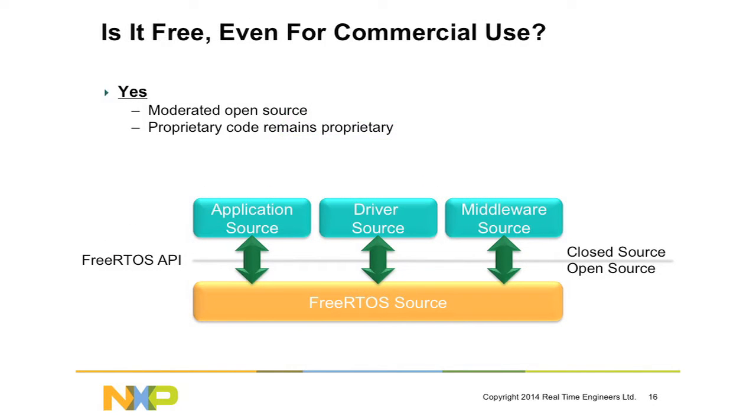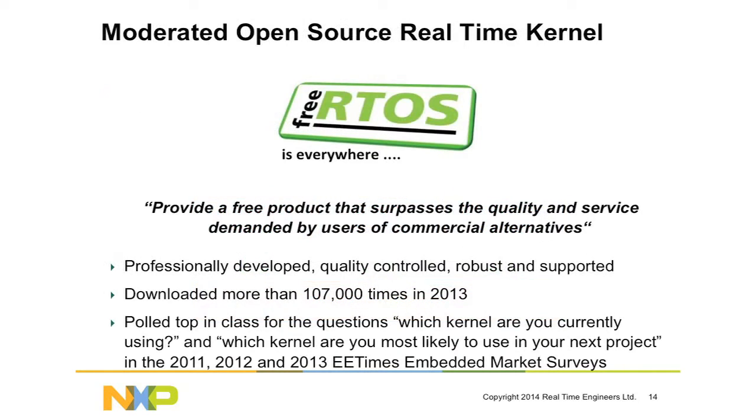The FreeRTOS code remains open source, but where this line is supposed to represent the API, if you have application software that's using it, or you have driver software like LPCOpen that's using it, or you have middleware software like a TCP/IP stack you bought from someone, then the license here does not affect that license there at all.